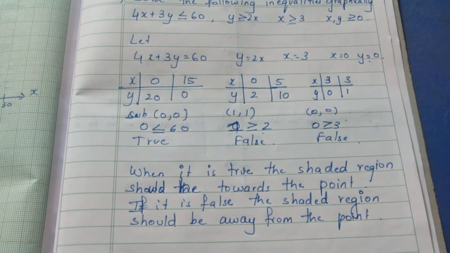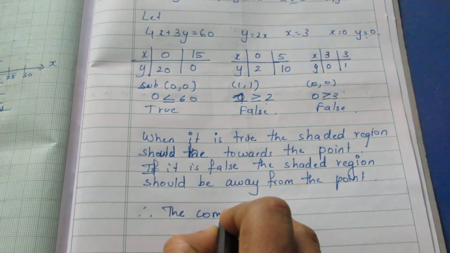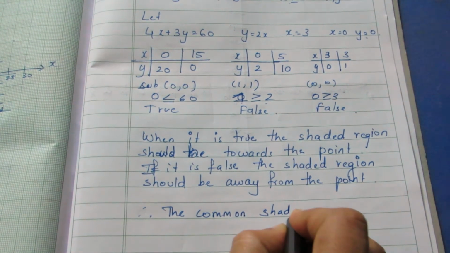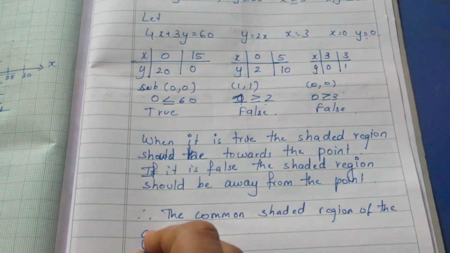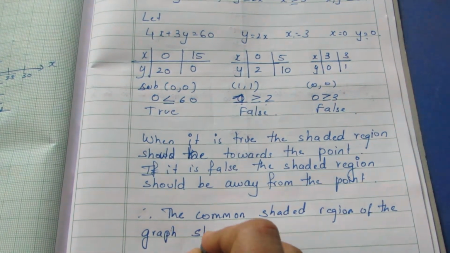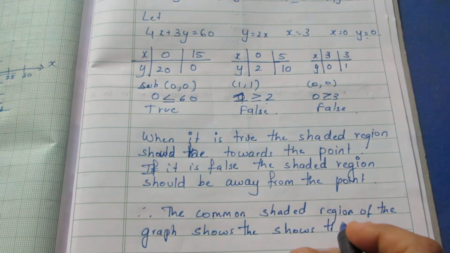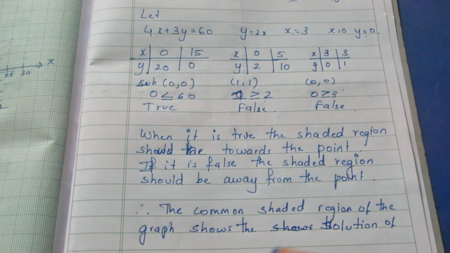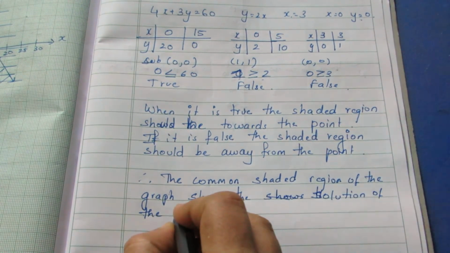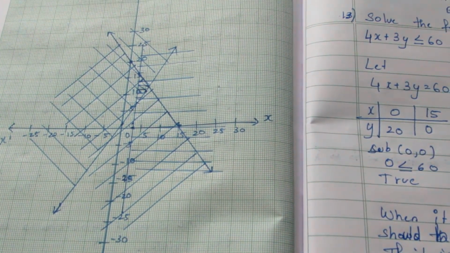So the common shaded region will give you the solution. Therefore, the common shaded region of all the three graphs shows the solution of the inequalities. You need to write the conclusion always. So this is the final answer and this will be your graph. That's all with the sum. Thank you.